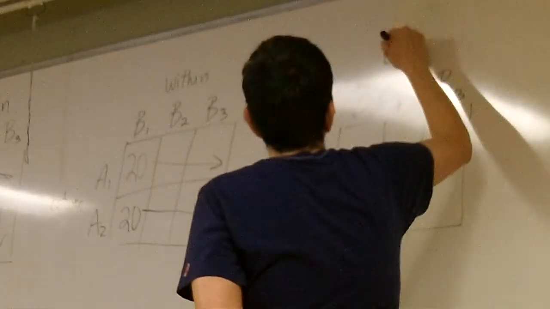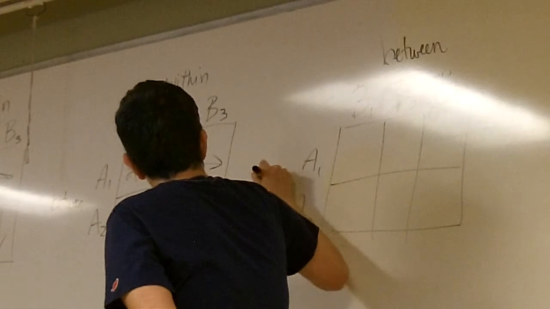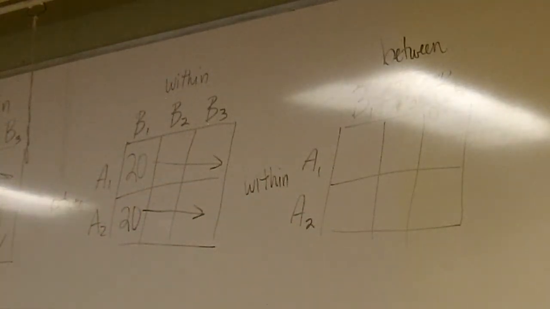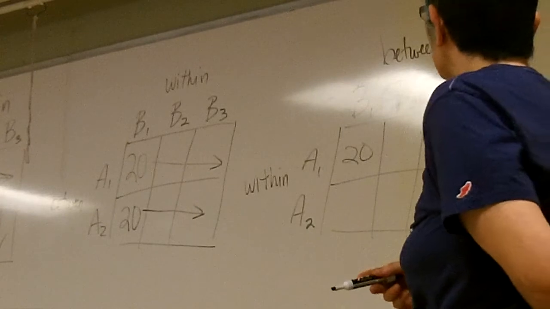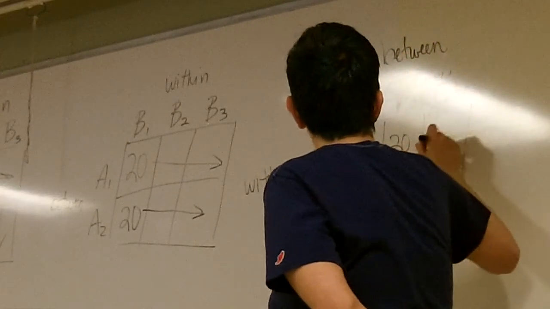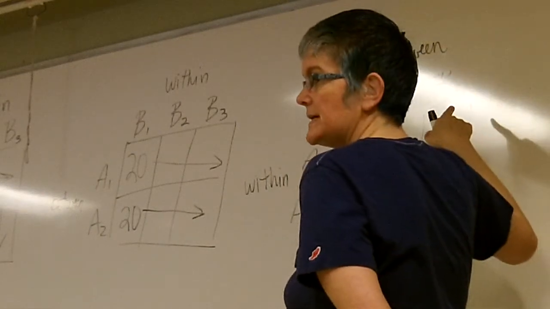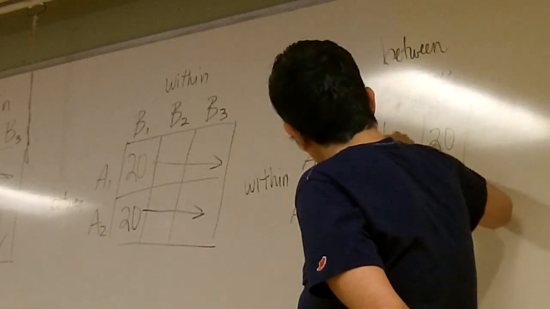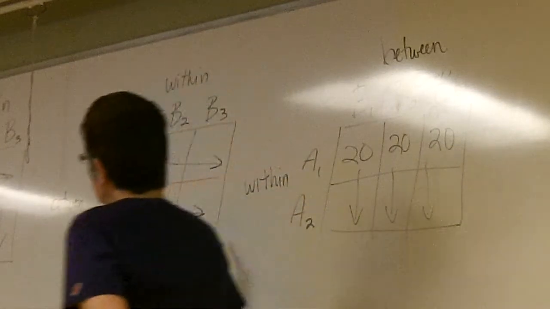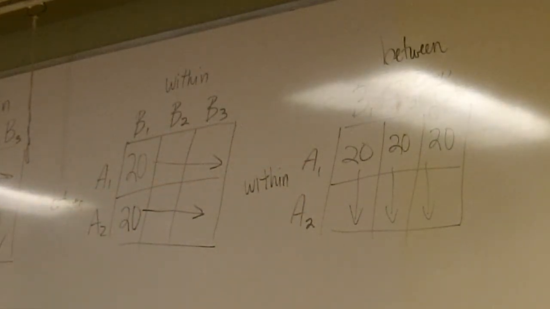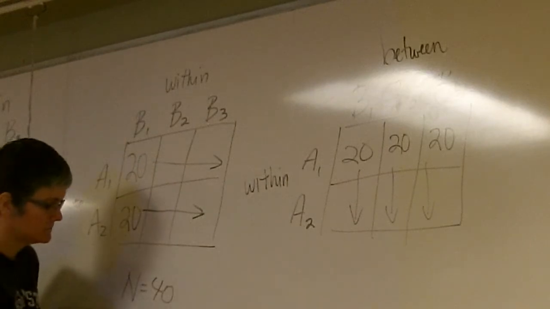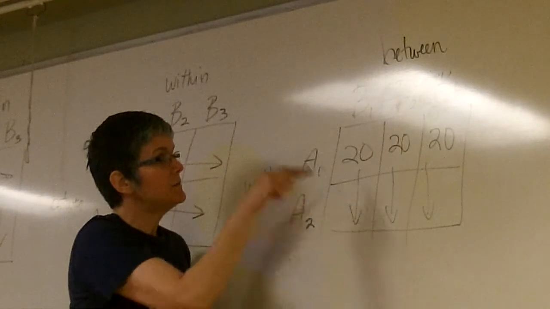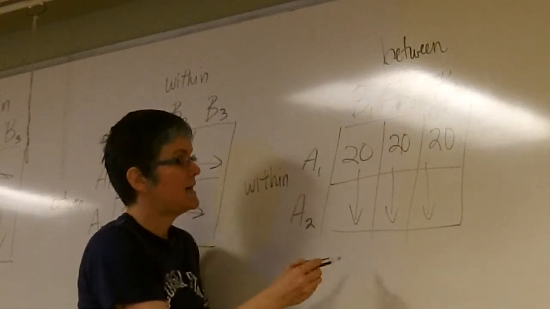Now if I switch it, what do I do? I've got 20 here in A1, B1. Now what? Where do I put more numbers? Here and here? Because this is between, so I need different subjects in every level of B. Okay, now what? Down arrows, because A is within. So if variable A is my between subjects variable, I need 40 subjects, right? 20 plus 20. And if B is my variable that's between subjects, I need 60.